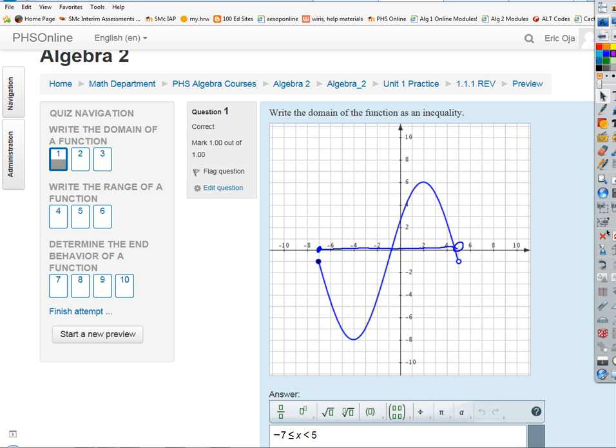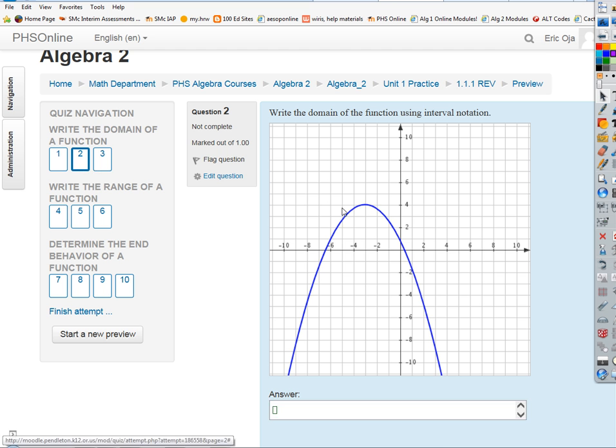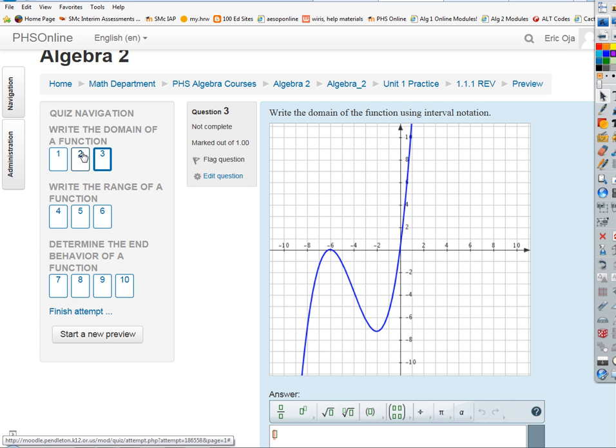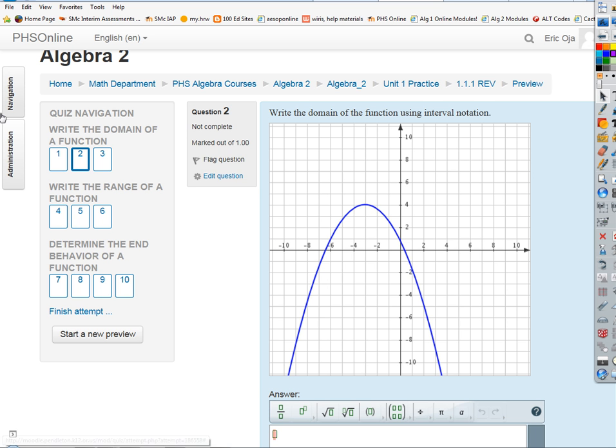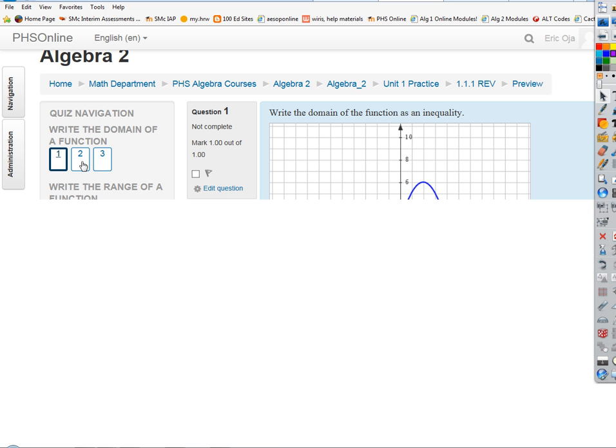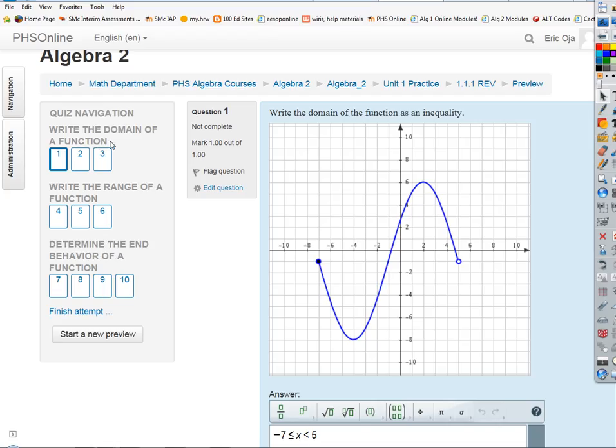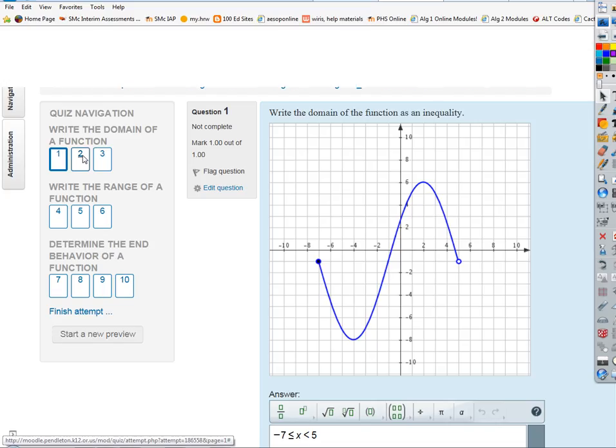Okay, so next one. Let's do this one. What are the values of the domain here? Just ask yourself, is it restricted? On the last one it was. There was clearly a left endpoint and a right endpoint. It was restricted. Is this one restricted?